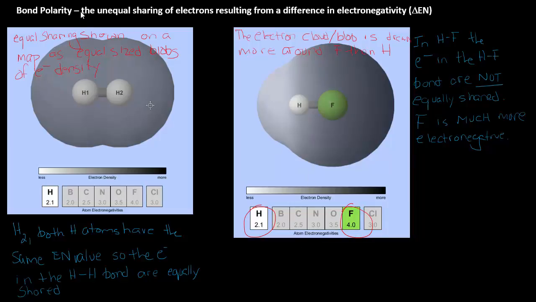The extra piece of information we can add to the HF diagram is one that indicates the polarity of the bond. So what we do is we draw an arrow pointing towards the more electronegative atom. So fluorine's value is 4, while hydrogen is 2.1. And then we use these funny little Greek lowercase d's, delta positive and delta negative, to indicate the more positive and negative atoms in the bond.